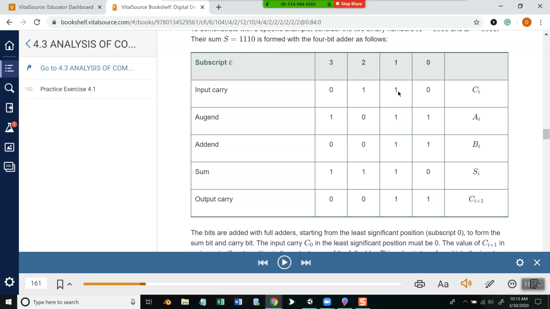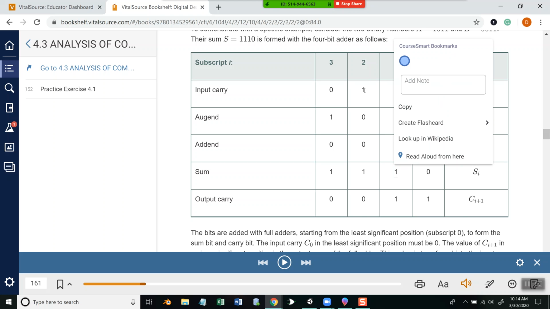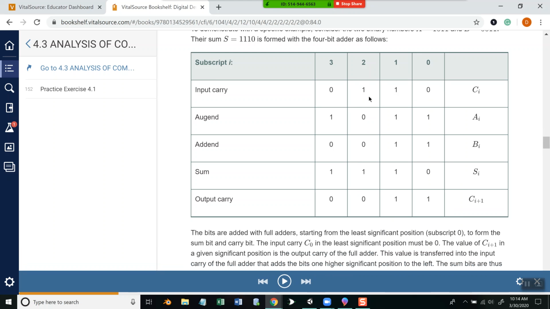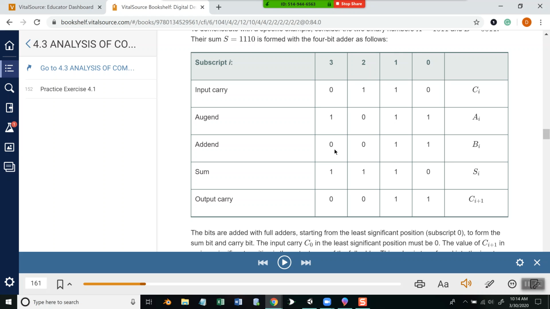Then add these together. Your previous carry plus A and B, 1 plus 1 plus 1 is 1, with a carry of 1. So it's going to the next position. Then 0 plus 0 plus 1 is 1, with a carry of 0. And at this point, adding these together, 0 plus 1 plus 0 is 1. And you see there's no carry for the next piece there. Plus, there is no carry for the first one here. So that's a thing to note.